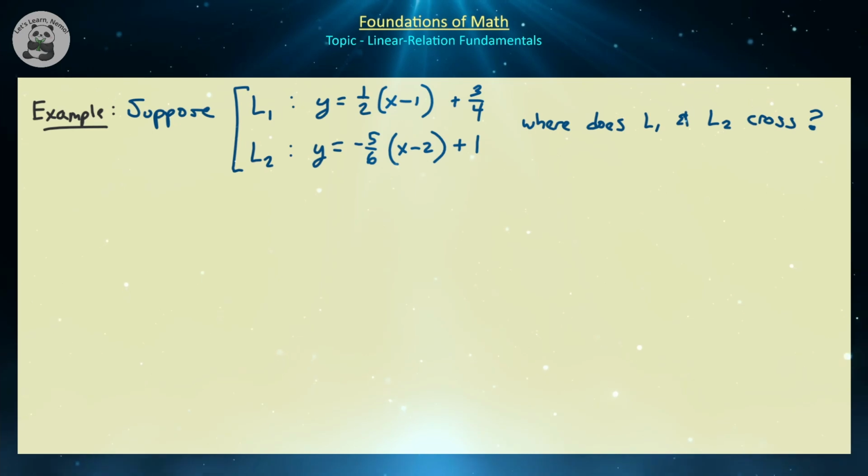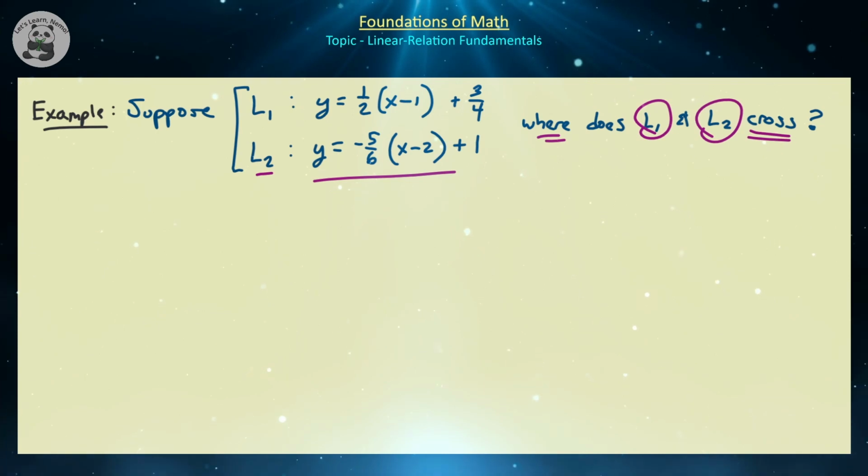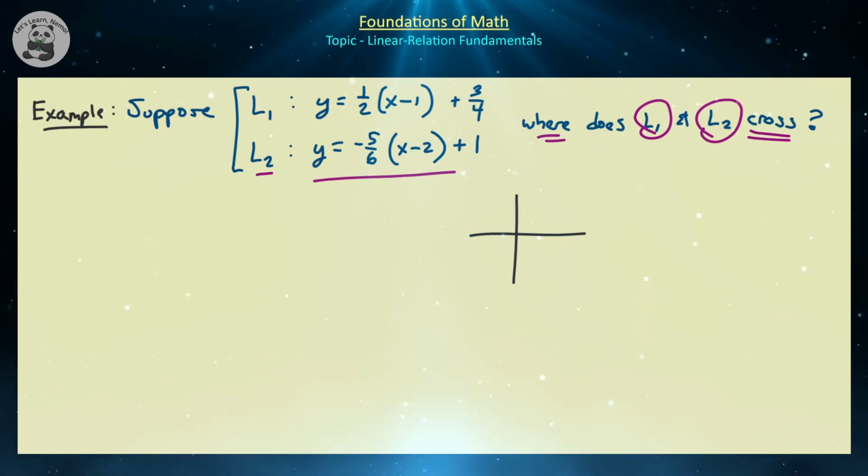Let's consider the following example, in particular these two linear relations. Let's assume that L1 is the relation consisting of points x, y that satisfy this particular equation, and L2 is the set of all xy points in 2 dimensions that satisfy this particular relation. So they are going to be generating 2 lines in the xy plane. The question here is, where does line 1 and line 2 cross one another? If you think about this geometrically, assuming that they don't have the same slope or they are not the same exact line, they should be crossing somewhere.